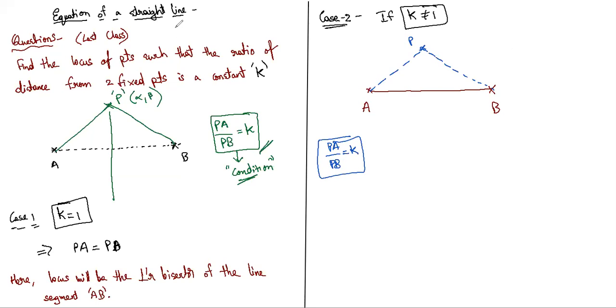Now, before I go there, from your school geometry, all of you are studying in 10th class. I'm sure all of you must be doing geometry till 10th class. Do you know any geometrical theorem which talks about the ratio of these two corresponding sides? Can you recall any geometrical theorem which talks about the ratio PA by PB?